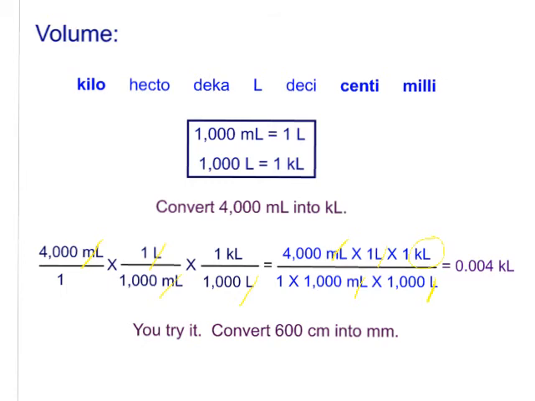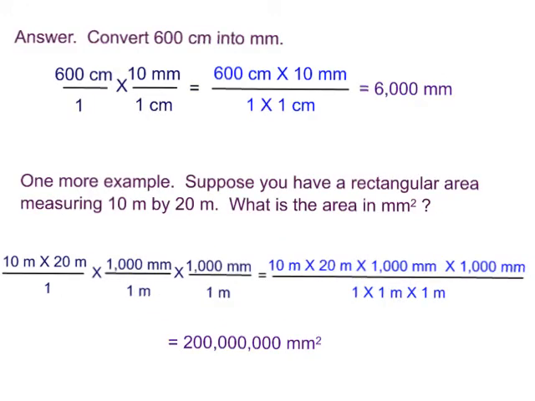So now I want you to try it. Convert 600 centimeters into millimeters. So go ahead and pause or rewind if you need to remember how many millimeters are in a centimeter, or whatever you need to do, and then you can see the answer on the next slide. Okay, here's the answer. We start with 600 centimeters times our conversion factor, 10 millimeters to 1 centimeter, and we get 6,000 millimeters because the centimeters cancel out. And that was pretty easy, wasn't it?